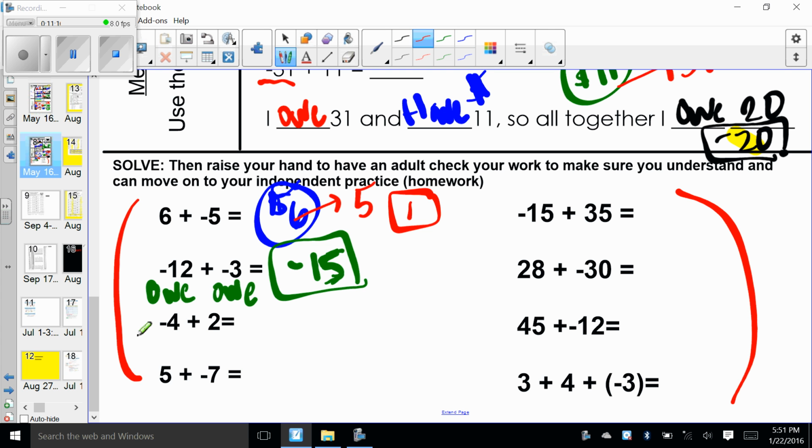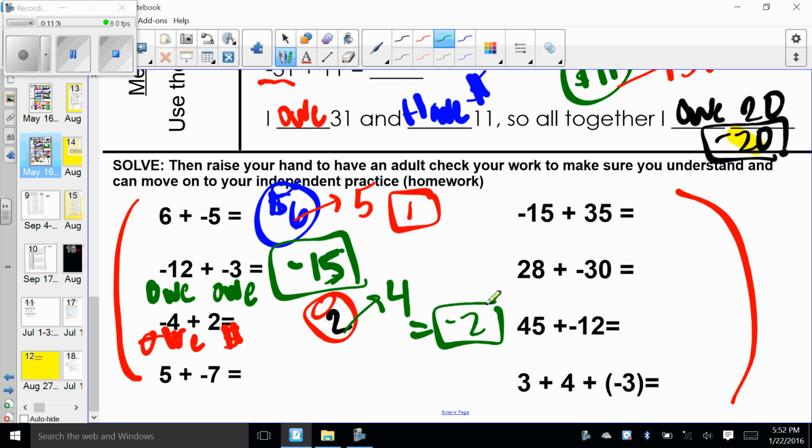All right, next example. I owe 4. I have 2. So here's this bank. It has $2 in it. Can I take $4 out of a bank that has $2 in it? The answer is no. I can take $2 out, but I do not have enough money, so the answer is negative 2.